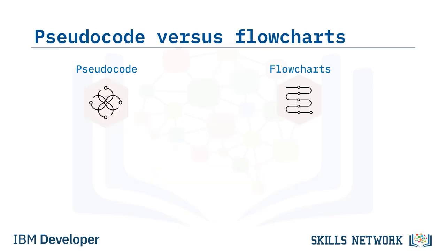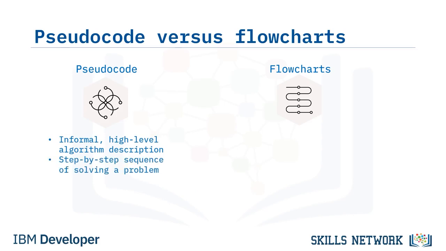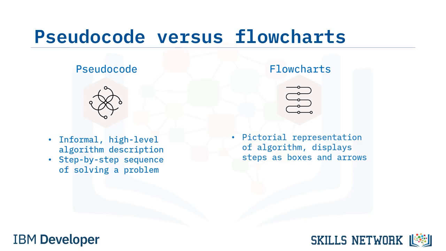There are two main methods of organizing code, flowcharts and pseudocode. The main difference between pseudocode and a flowchart is that the former is a basic high-level description of an algorithm. An algorithm is a step-by-step sequence of solving a given problem. A flowchart is a pictorial representation of an algorithm, showing the steps as boxes of various shapes and colors connected by arrows that indicate their order. Flowcharts are used in designing or documenting a process or program.